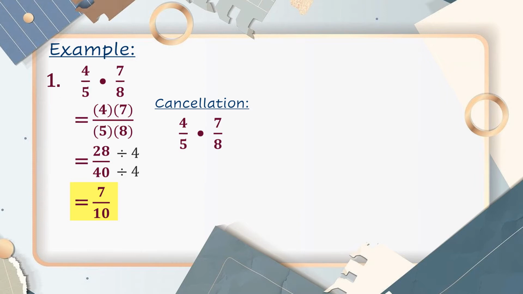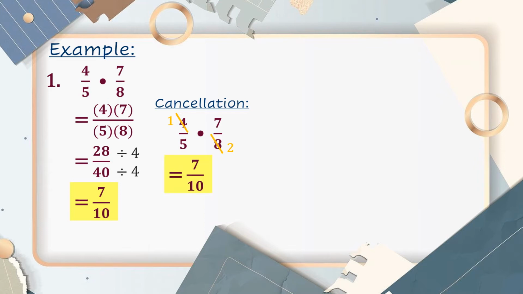Okay, so dito, si number 4 at si number 8 are both divisible by 4. So, cancel natin si 4 or divide natin si 4 ng 4. So, 4 divided by 4 is equal to 1. Then, si 8 divided ng 4, that is equal to 2. Kung ano ang dinivide natin dun sa numerator, yun din ang i-divide natin dun sa partner niya na nasa denominator. So, pareho silang dinivide ng 4. So, this time, our fractions are 1 over 5 and 7 over 2.